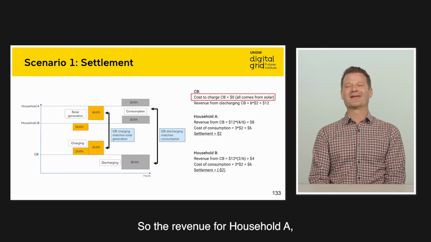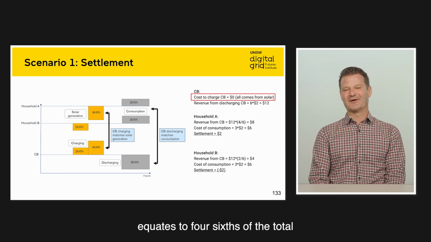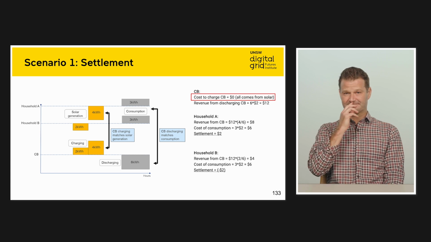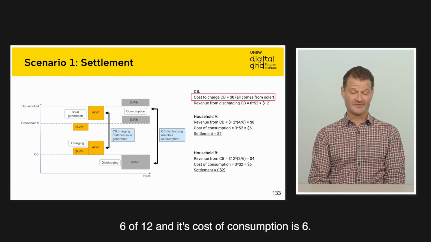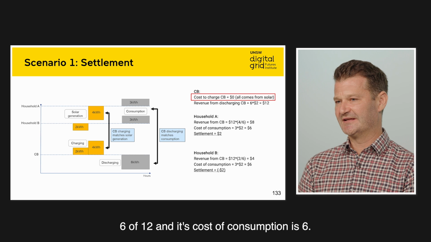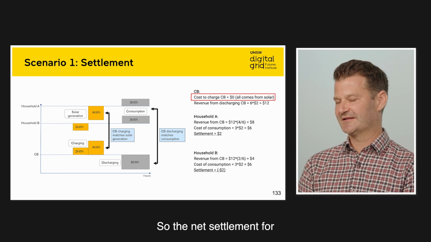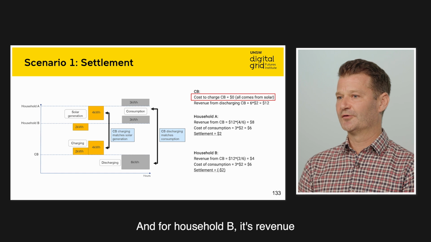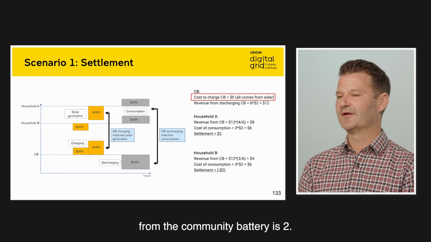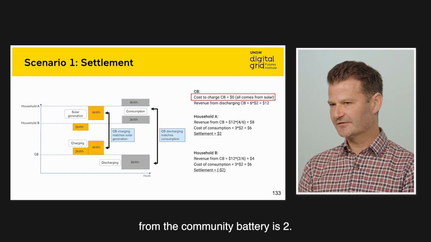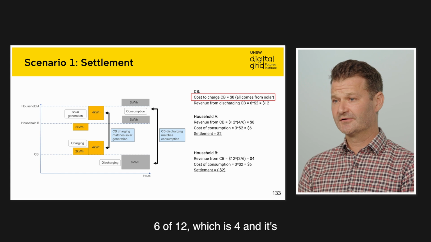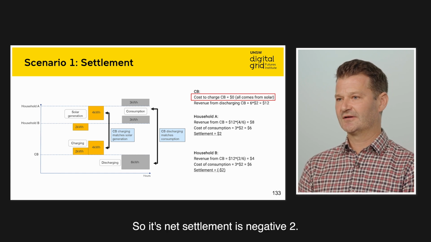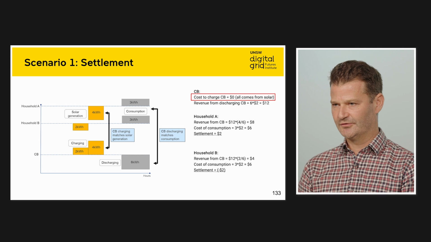The revenue for household A equates to 4/6 of the total revenue of the community battery, which is $8, or 4/6 of $12. And its cost of consumption is $6. So the net settlement for household A is positive $2. For household B, its revenue from the community battery is 2/6 of $12, which is $4. And its cost of consumption is $6, so its net settlement is negative $2.